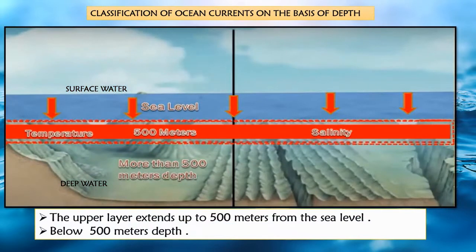Now, the ocean water can be divided, as we know, into two parts based on its depth, right? So we have surface water and deep water. The upper layer extends up to the 500 meters from the sea level and below 500 meters depth. You can see, students, in the given picture. If the water temperature is low, that time movement of water is also low. And when the temperature is high, movement of water increases. Water salinity also affects the movement of ocean water. The planetary winds give speed to the ocean currents.